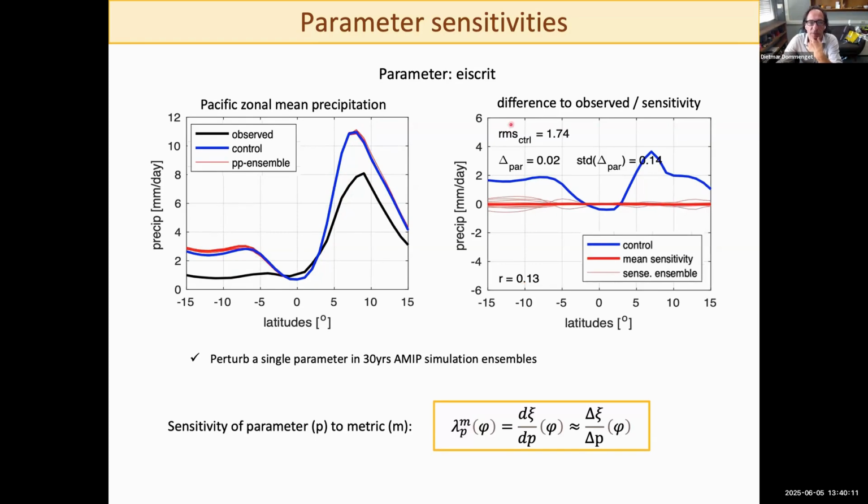Here's another example, a different parameter. It's called ice crit. I don't know what it does, but I guess it has something to do with ice in the clouds. You can see it has almost no impact on the rainfall, and therefore the sensitivity is basically 0. The uncertainty is much larger than the sensitivity overall. Therefore, this R value is pretty small. So some of these sensitivities will be large, some of the sensitivities will be small.